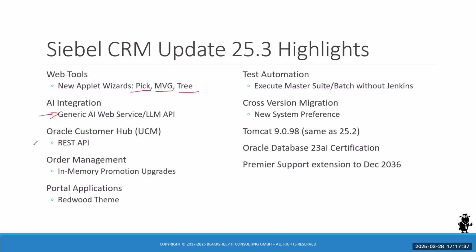Oracle Customer Hub, also known as UCM, Universal Customer Master, gets an official REST API, both inbound and outbound. That's in addition to those industry REST API collections that Oracle has started with, for product and pricing and telco. So UCM is a new one. And there's lots of movement in order management with regard to in-memory handling of promotion upgrades, or general in-memory handling of specific workflows, so they don't commit data to the Siebel database on every single transaction.